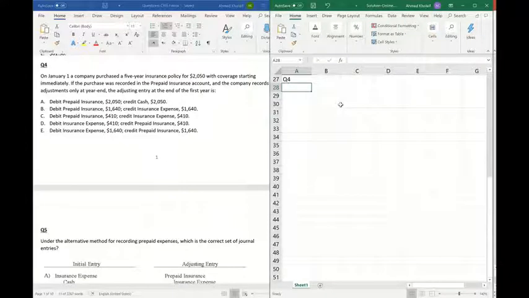Okay, so this is 2,050. This is covering 5 years. So the insurance for 1 year, for the first year, year 1. So we have 2,050, and this is covering 5 years.